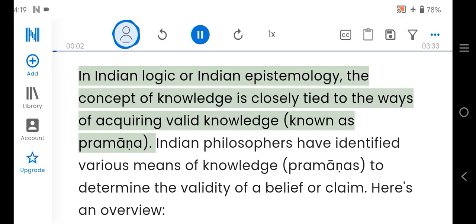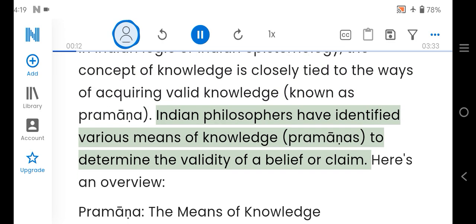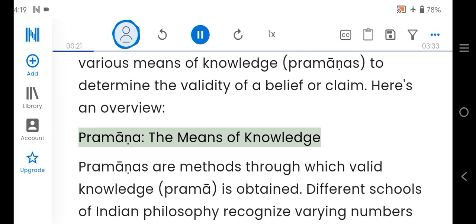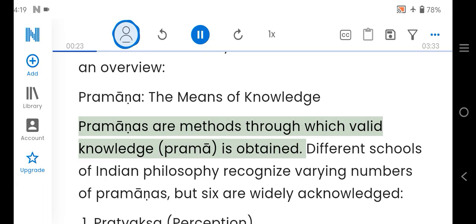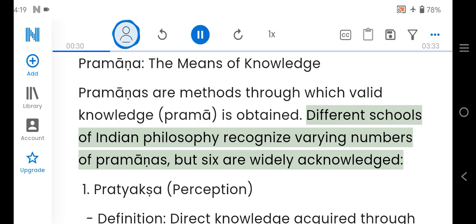In Indian logic or Indian epistemology, the concept of knowledge is closely tied to the ways of acquiring valid knowledge, known as pramana. Indian philosophers have identified various means of knowledge, pramanas, to determine the validity of a belief or claim. Here's an overview. Pramana, the means of knowledge. Pramanas are methods through which valid knowledge, prama, is obtained. Different schools of Indian philosophy recognize varying numbers of pramanas, but 6 are widely acknowledged.